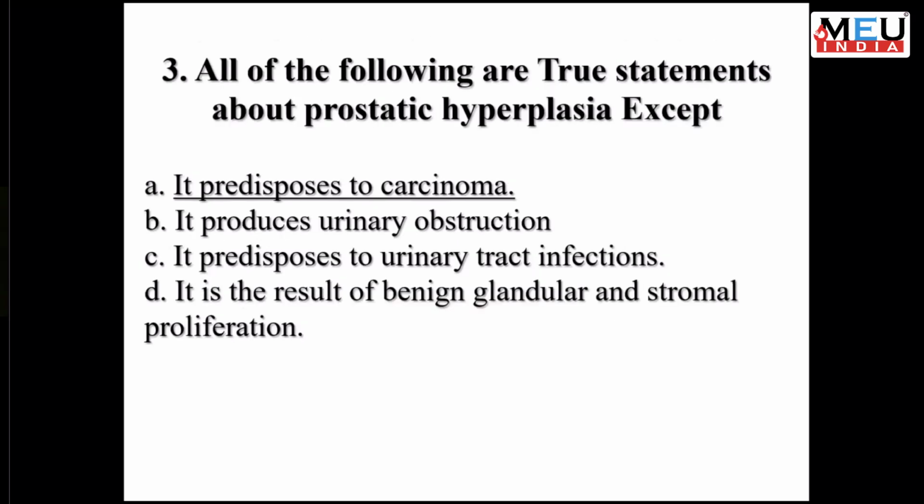All of the following are true statements about prostatic hyperplasia except: it predisposes to carcinoma, it produces urinary tract obstruction, it predisposes to urinary tract infection, and it is a result of benign glandular and stromal proliferation. So here the except answer will be A. All the remaining are true about benign prostatic hyperplasia.